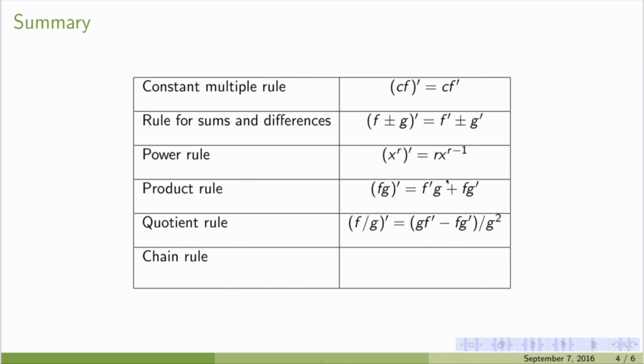Let me summarize. Here I remind you of the previous rules: the constant multiple rule, rule for sums and differences, power rule, product rule, f prime g plus f g prime, quotient rule, which is g f prime minus f g prime divided by g squared. And then the chain rule, which is f after g, all prime, is f prime evaluated at g times g prime. So that would be a very short and sexy notation for the chain rule.